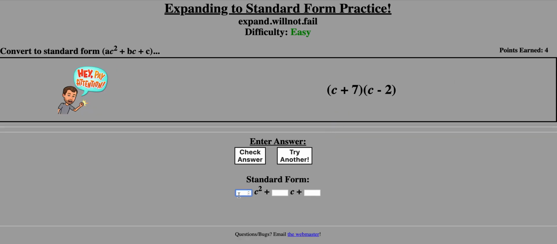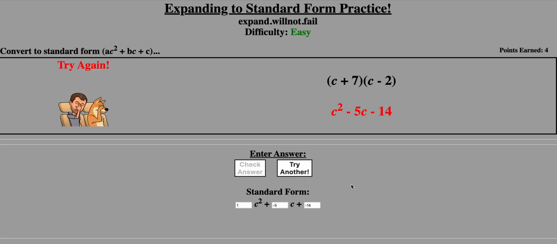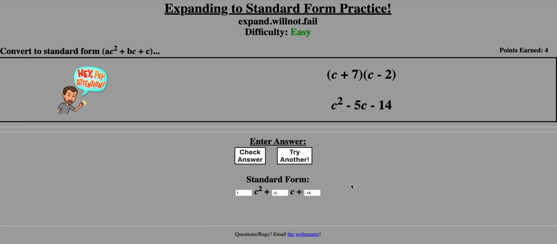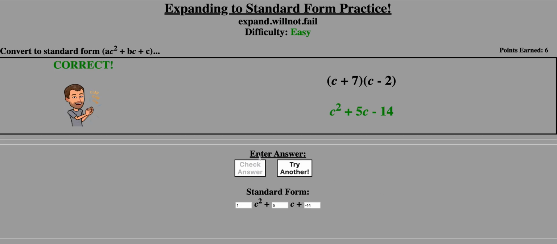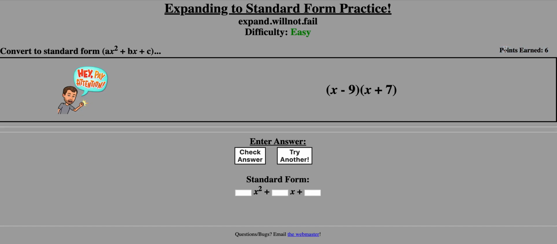Let's say I try this one. So I factor this one out. Okay, so I got 1c squared, I think it's minus 5c minus 14. So I'll check my answer. Not quite. Okay, so it says I've got it wrong. So maybe what I need to do is go back and look. Oh, it's not supposed to be minus 5. It's supposed to be positive 5. So you're going to see when I check my answer, here I went from 4 points to 6 points. If you didn't see that, you might want to rewind the video. The reason I only got 2 points was because I got it wrong the first time that I tried.